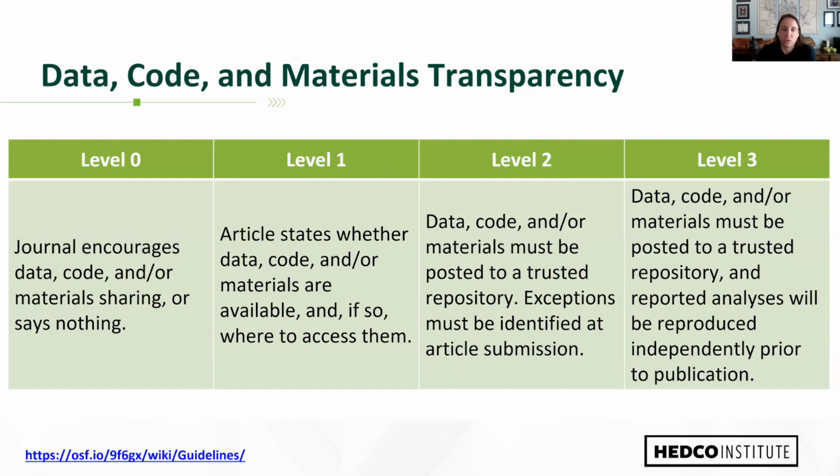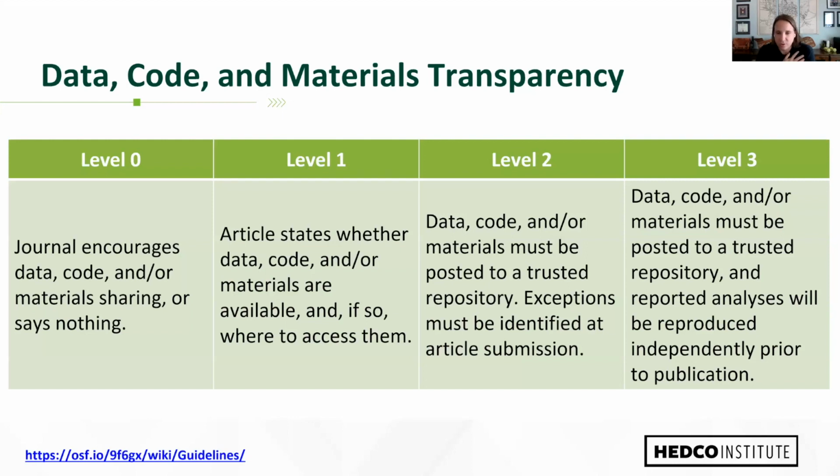A level 2 journal requires these things, data, code, and or materials, to be posted to a trusted repository. There usually are exceptions laid out in a journal policy. There will be legal reasons, there will be ethical reasons, there will be proprietary reasons why one can't share data, for example. That's okay, so long as those are in the policy and then those are identified at the point of article submission. So as open as possible, as closed as necessary, is tried to be baked into these guidelines.